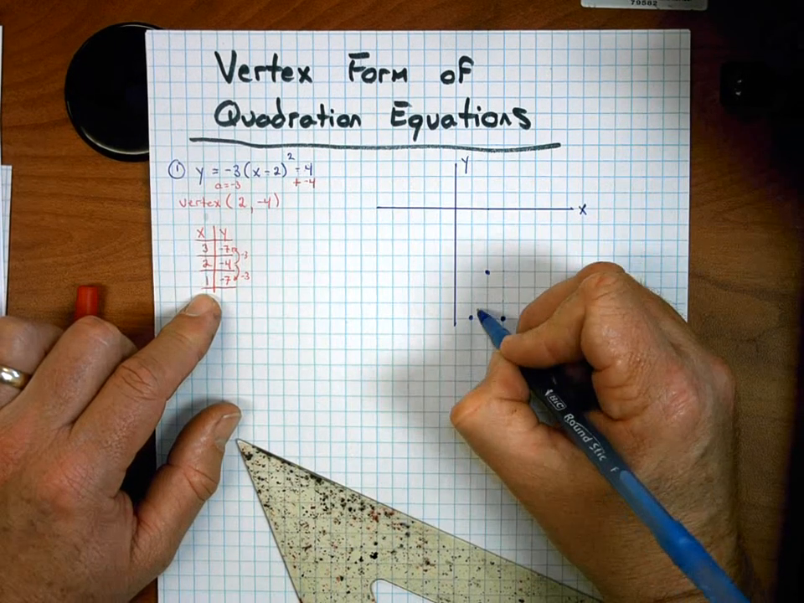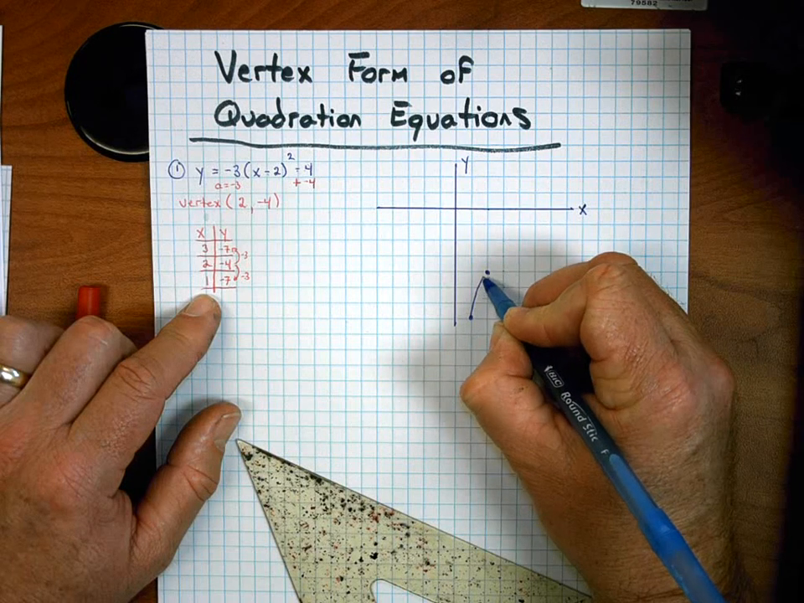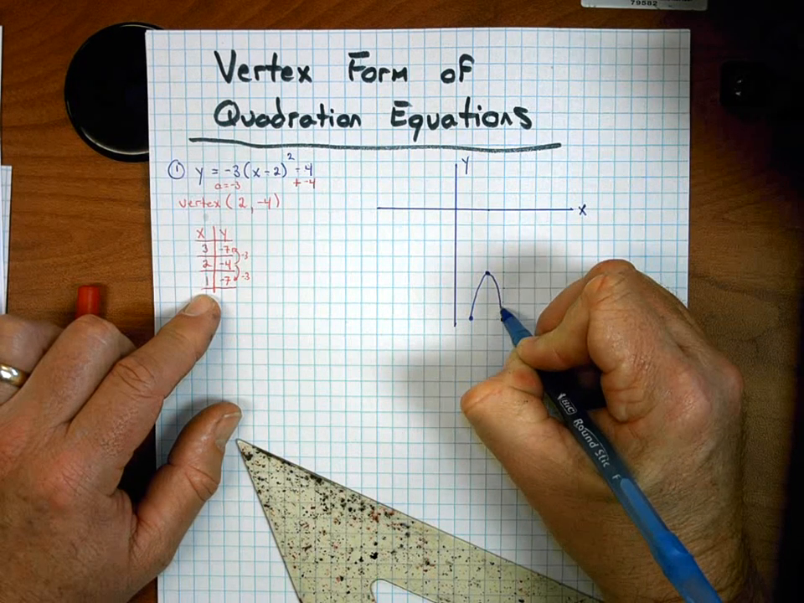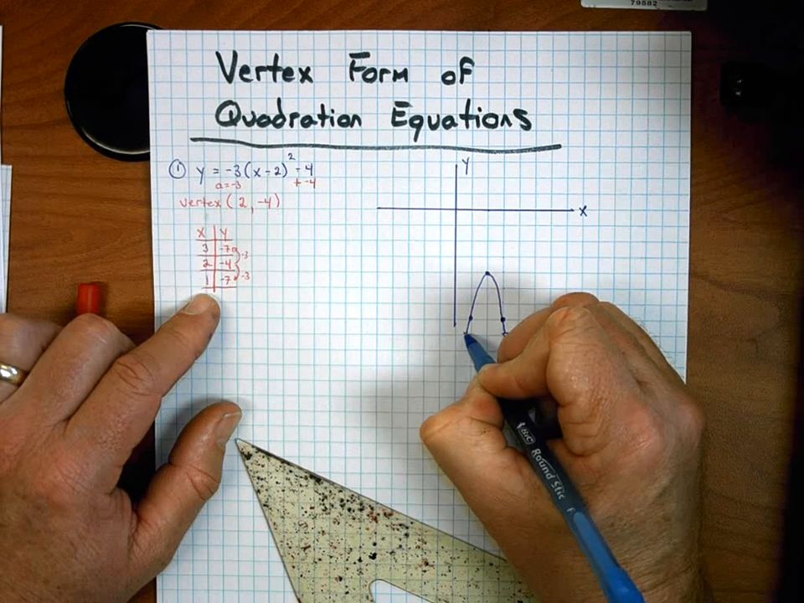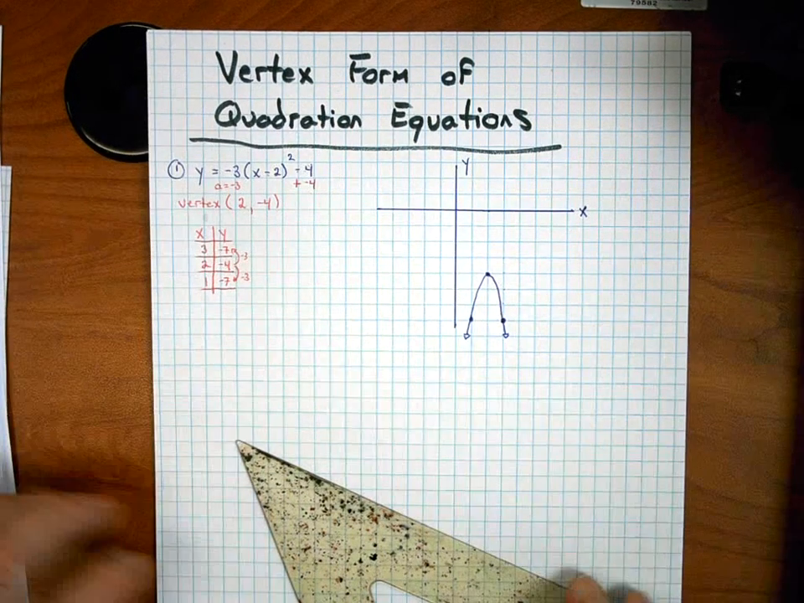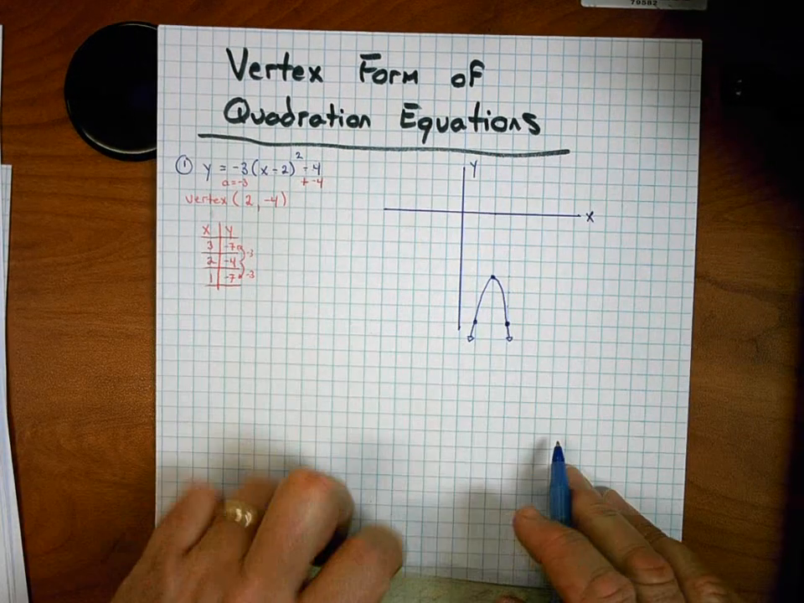And then what we do is we connect the dots with a nice smooth U, because remember, a parabola is a U-shaped graph. Extend the parabola a little bit past those points right there. So that would be the graph for number 1.